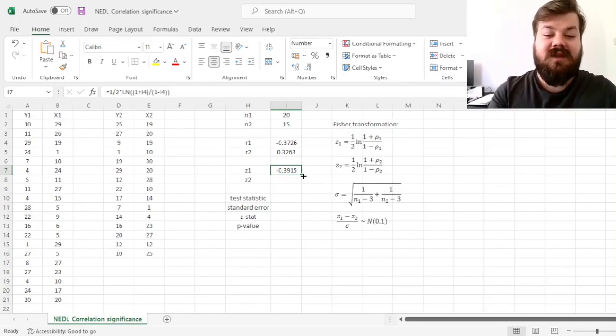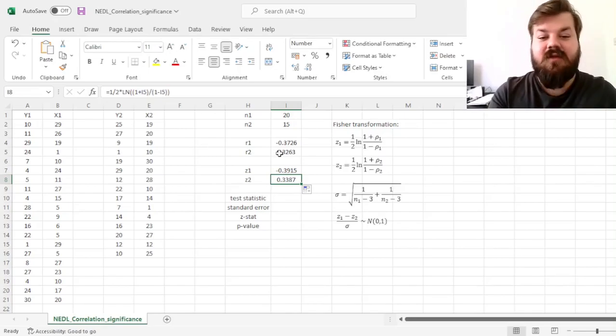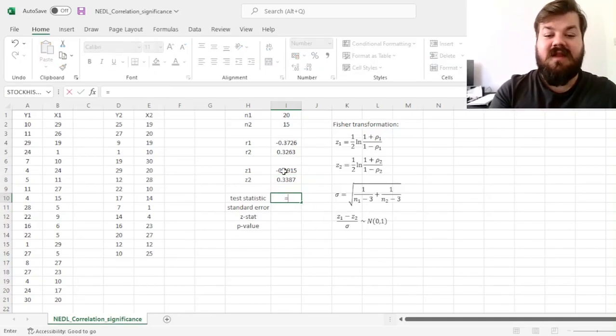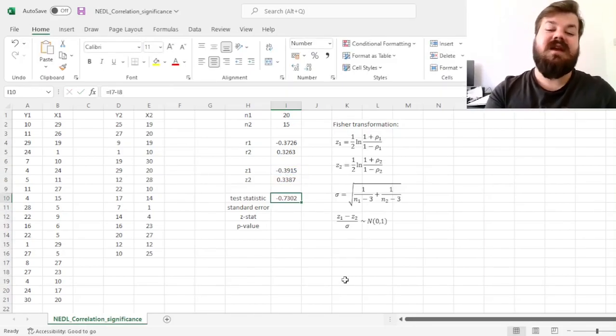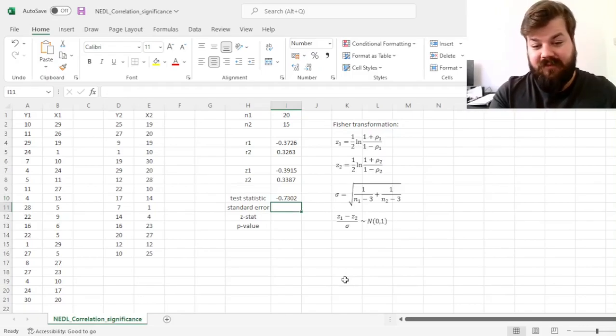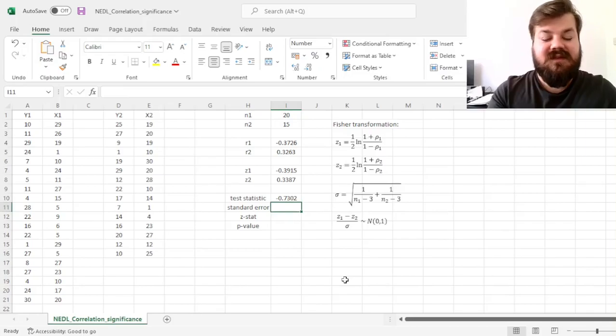Then we can simply drag it one cell below to calculate the respective value of the transformed second correlation coefficient, which is equal to 0.34 approximately. And now we can calculate our test statistic, which is simply the difference between the transformed correlation values. The test statistic is minus 0.73. However, what is the standard error of this test statistic so that we can use a Z-test, for example, to determine statistical significance?